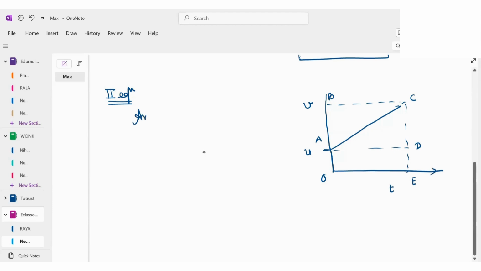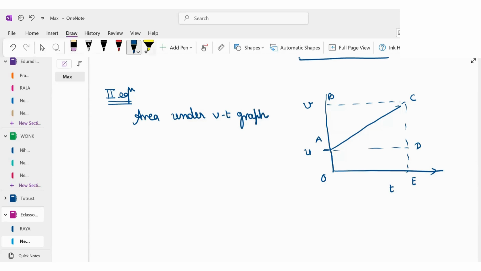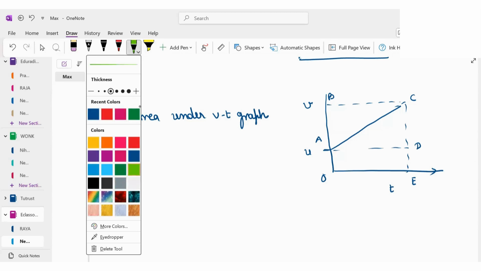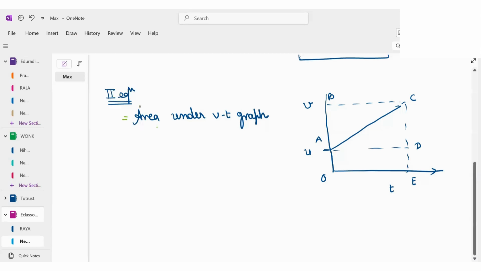What is the area under the VT graph? If you calculate the area, you should get the displacement. This is the area under the VT graph. You are correct, we get displacement. So what is the area under the VT graph? This much is the area, from the line to the x-axis. On the x-axis. Correct.